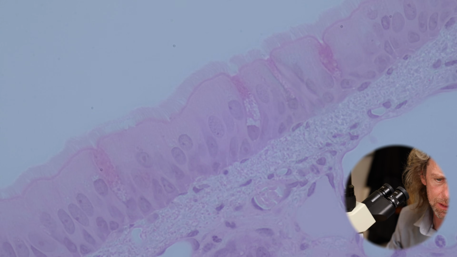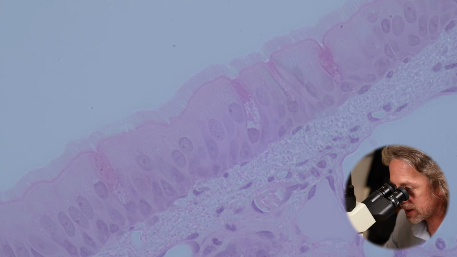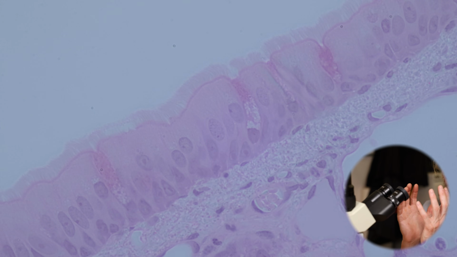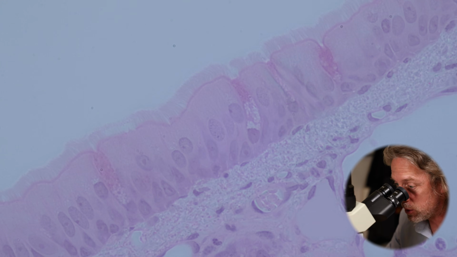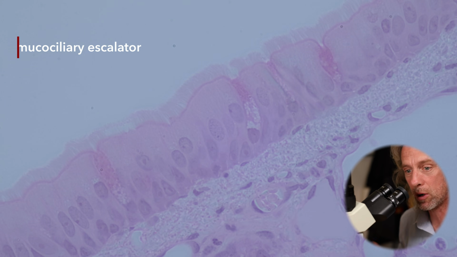And, oh, I can see one. Let's see if I can get it in position for you guys. There's a goblet cell. Goblet cells are kind of shaped like a goblet, a wine glass maybe. They are mucus secreting cells. And this is the mucociliary escalator.